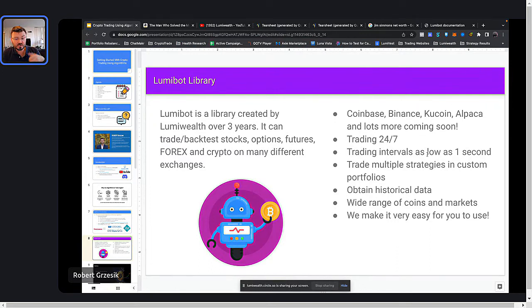Your trading intervals can be as low as 1 second. We actually want to speed that up even more. You can trade multiple strategies at once in different portfolios. You can get historical data. You can trade a wide range of coins and markets. And most importantly, we make this as easy as possible for you guys to use. We're really all about making this simple, easy, so you guys can build your algorithms, focus on making money. You know? So that's our technology, right?